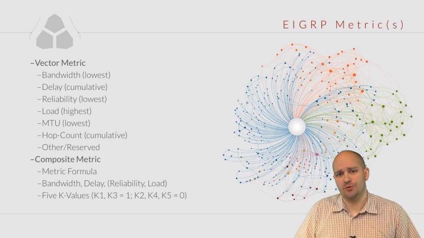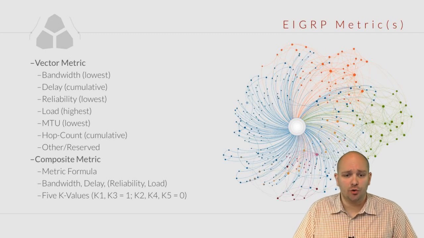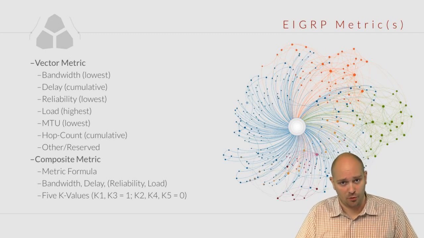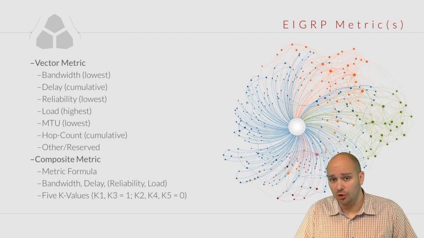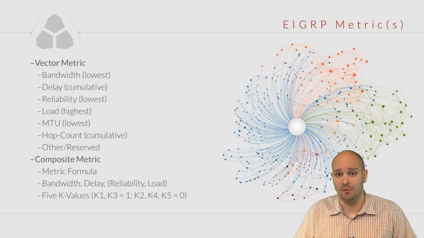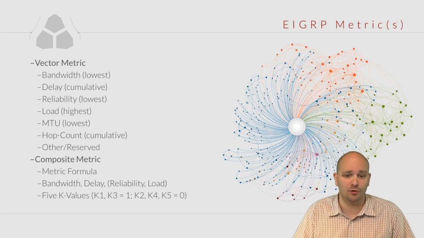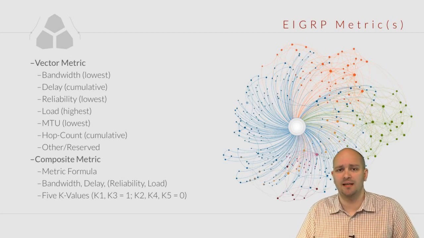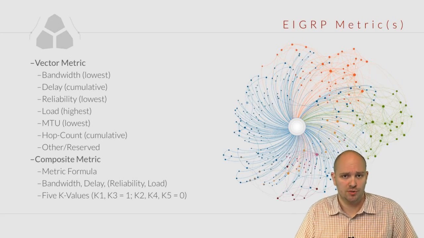Of those values, some are going to be used to calculate the composite metric using the metric formula. Those values are bandwidth, delay, reliability, and load, and by default only bandwidth and delay are going to be used. Reliability and load are not used.